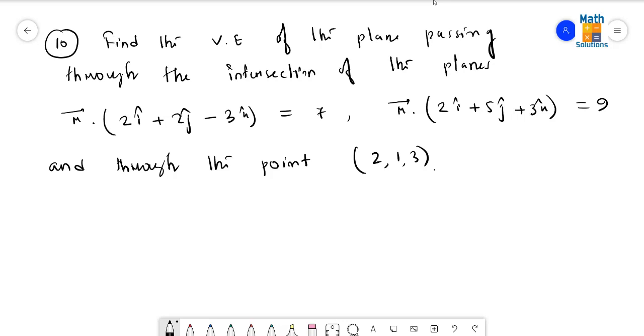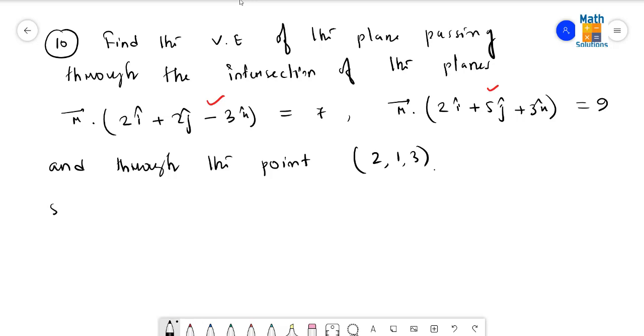So coming to its solution, what is given? We have to find the vector equation of the plane that passes through the intersection of the planes this and this. These two planes are intersecting, and we need to find the vector equation of the plane which passes through the intersection of these two planes.